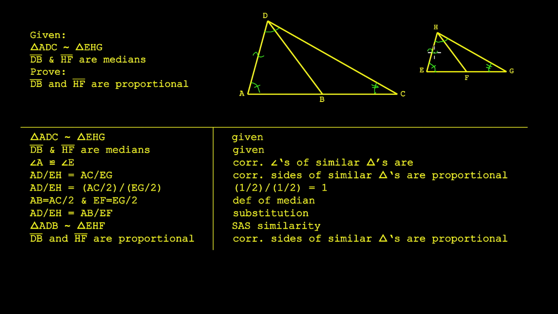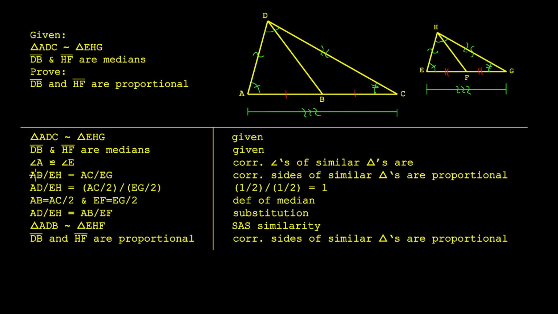Notice that we're doing this with squiggly lines rather than straight marks, meaning similar rather than congruent. Then DC is similar to HG. And then AC is similar to EG. From there, we have DB and HF are medians given. So DB and HF are medians. That means that AB is congruent to BC, and then EF is congruent to FG. Again, note the red straight tick marks mean congruent, and the squiggly green marks mean similar or proportional.